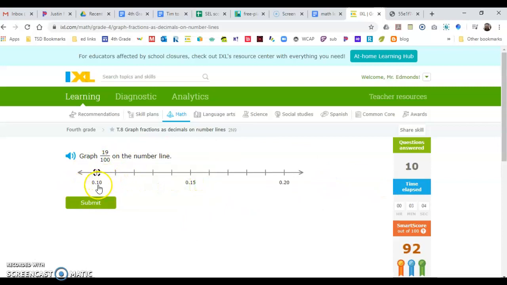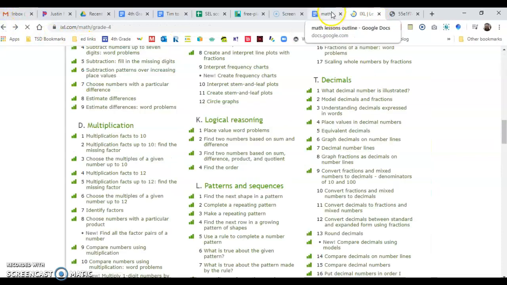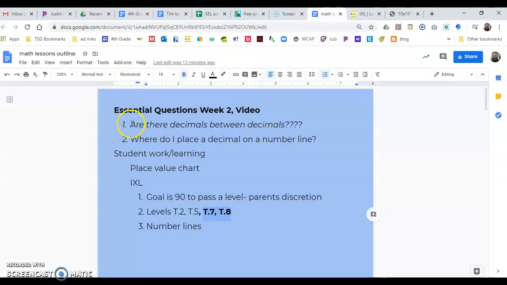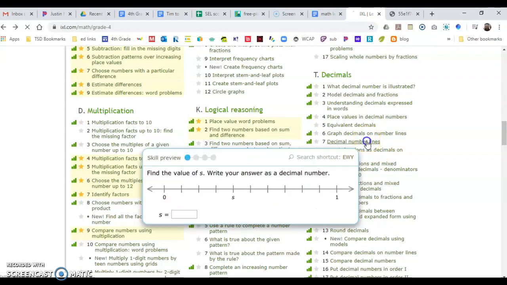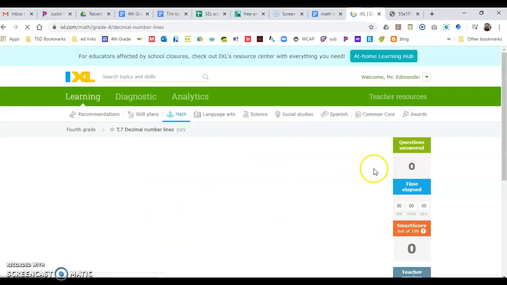It's your first shot of seeing a number line with missing numbers in between. Okay? That was our second essential question. Now we're going to double back and focus on our first essential question. T7 is a more difficult level.